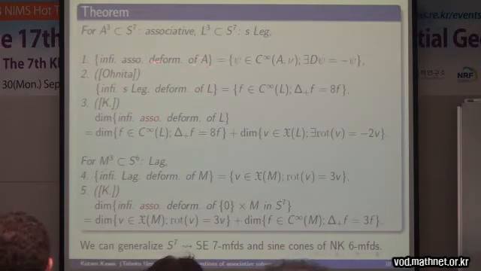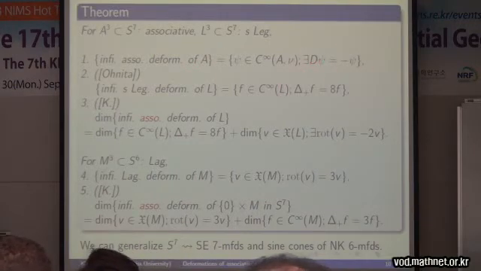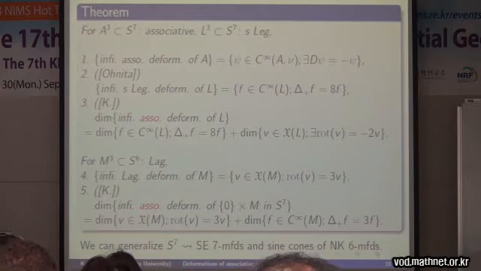So the space of infinitesimal associative deformations of A is identified with this space. Here D is some differential operator on C^∞(A, ν). So it is the minus 1 eigenspace of some differential operator D. So this is the deformation of associative submanifolds.